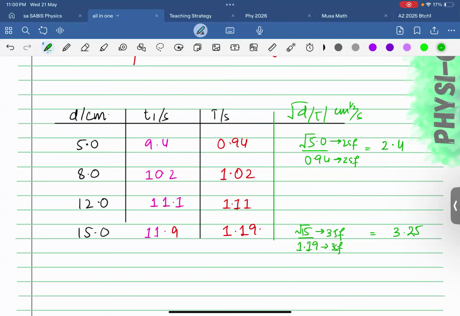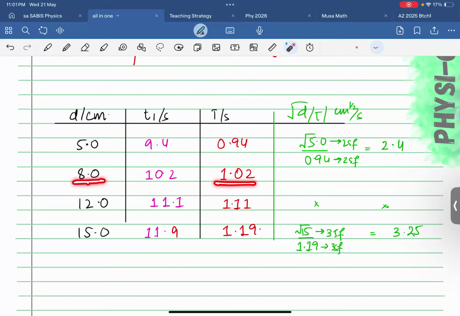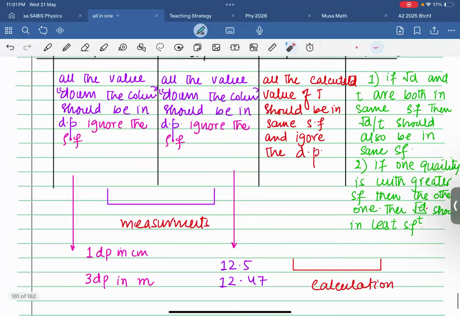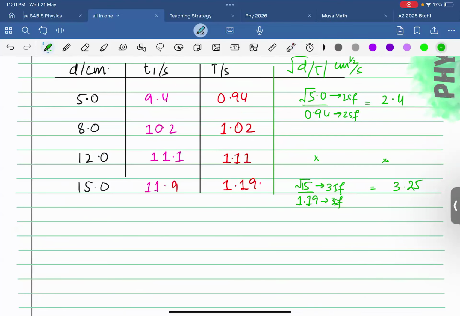Now the problem is in the middle values. This should also follow the same rule as this one, because this is also in 3 SF and this is also in 3 SF, so this value will also be in 3 SF. So I'm not writing this one, I'm just ignoring that one and solving it for this one. This row contains two quantities with a different number of significant figures. This one contains 2 SF and this one contains 3 SF. Now the second rule applies: if you have two quantities with a different number of significant figures, then your answer should contain the least number of significant figures. Let me just do it for you.